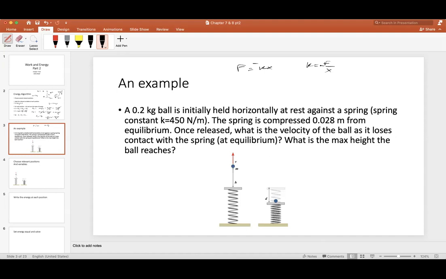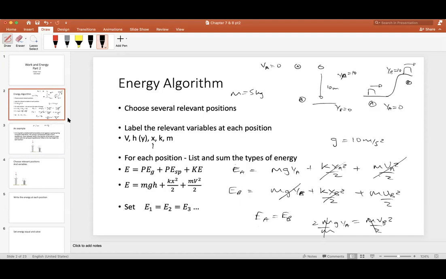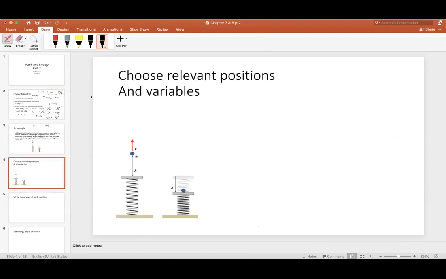So if we go back to our algorithm, the first thing we need to choose is the relevant positions. Now, I'm going to say that my first relevant position is A, and that is when the spring is compressed and it's not moving. So the initial part of the problem. My second is B, and that's right when the ball is clearing. It's heading upward, but it's just clearing the spring.